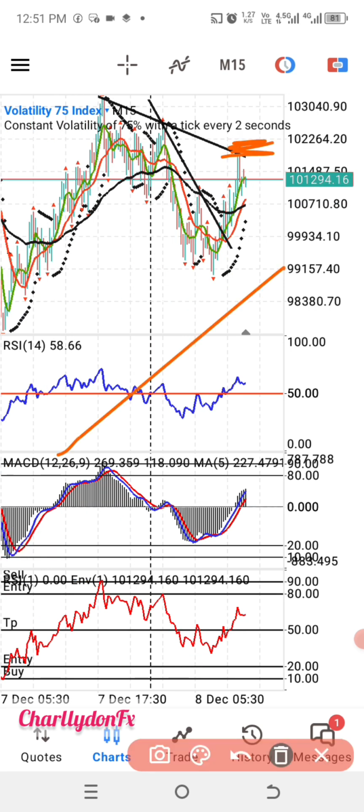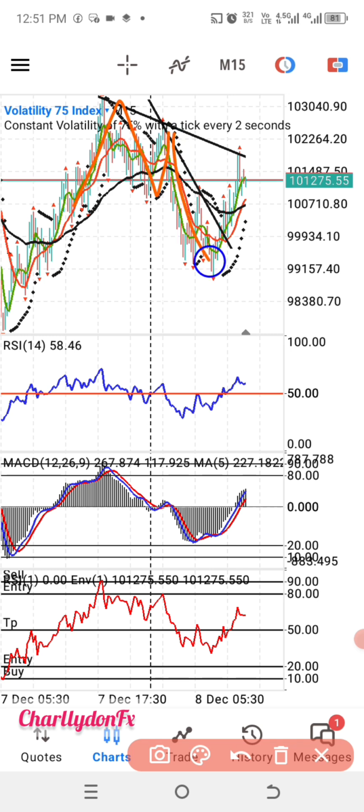Take a look, guys. The price already made its way up to this level, came down, retested this level, came down again. So I made my trend line. Can you see that trend line there?